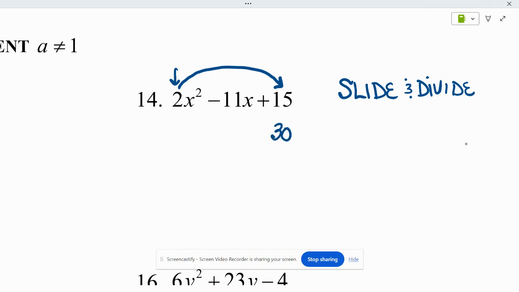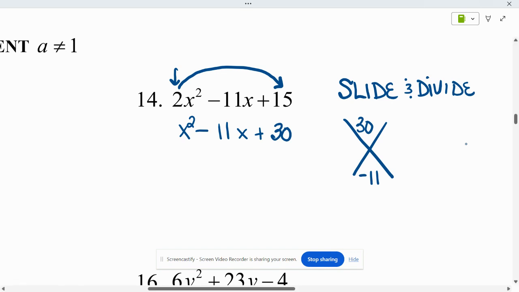Perfect. So I have x squared minus 11x plus 30. So Carla, I'm looking for two numbers that multiply together to give me 30, that when I add them, I get negative 11. This one's Carla, no shout outs. Since your product is positive and your sum is negative, that means both your factors are going to be negative, right? So go to the negative side of your table.